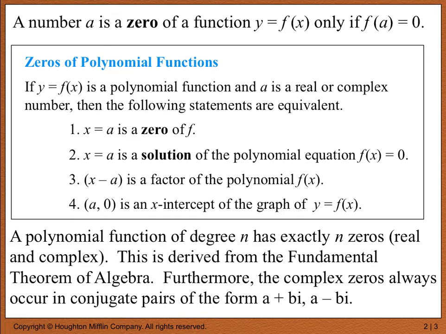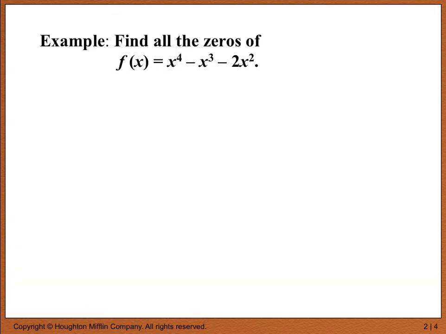Now in the next few screens we're going to see specific examples of these principles. But for now it's important that you write them down because you're going to be referring to them later. Example, find all the zeros of f of x equals x to the 4th minus x cubed minus 2x squared.